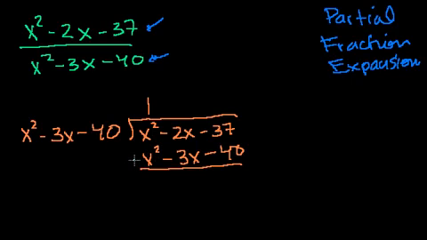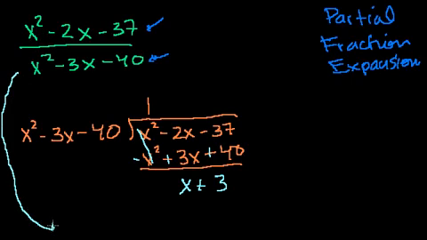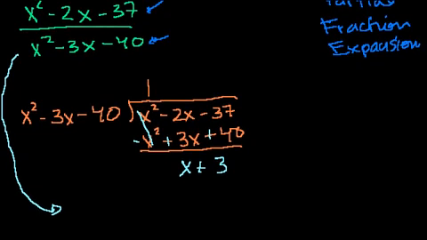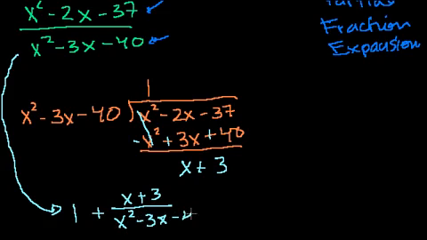And since I'm subtracting, minus minus is a plus, and then you can add them. These cancel out. Minus 2x plus 3x, that's x. Minus 37 plus 40, that's plus 3. So this expression up here can be rewritten as 1 plus x plus 3 over x squared minus 3x minus 40.